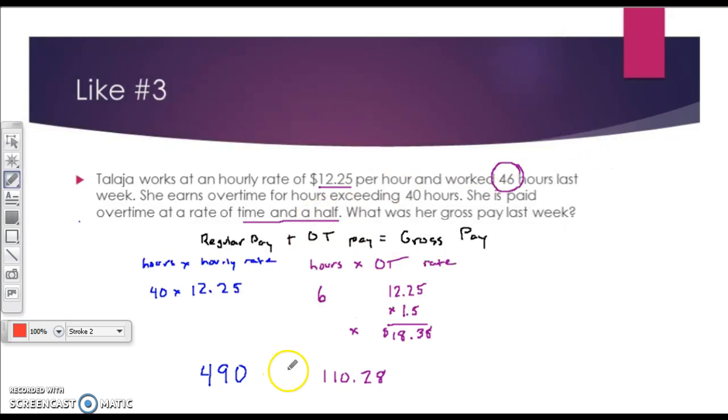Okay? Now, remember, we said that we add the regular pay plus the overtime pay to get gross pay. So now I know that my regular pay is $490. The overtime pay is $110.28. So I can add those together to get her gross pay. And when I do that, I get $600.28. Whew, that was a lot of steps. I hope that helps.